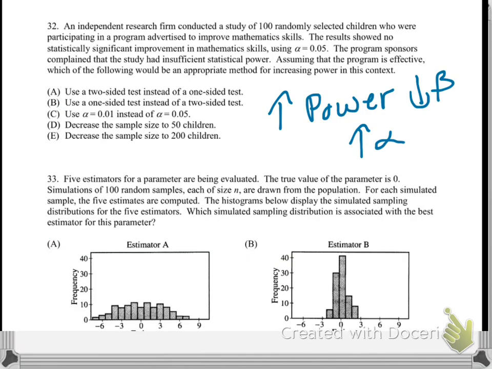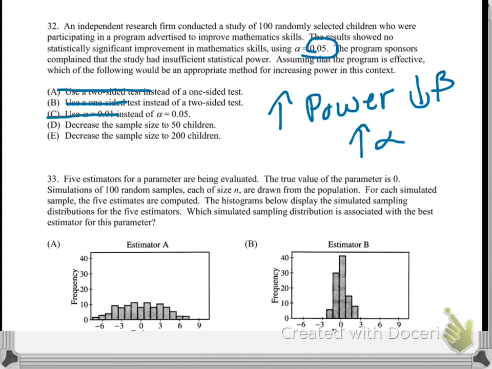Okay, so 32 is about increasing power. And so I did some notes, and you guys need to look at this. Power. So if I want to increase power, I decrease beta. But if I want to decrease beta, I have to increase alpha. All right? So it has nothing to do with it being a two-sided or one-sided test. Well, if alpha is originally 0.05, 0.01 is decreasing alpha. That's not going to work.